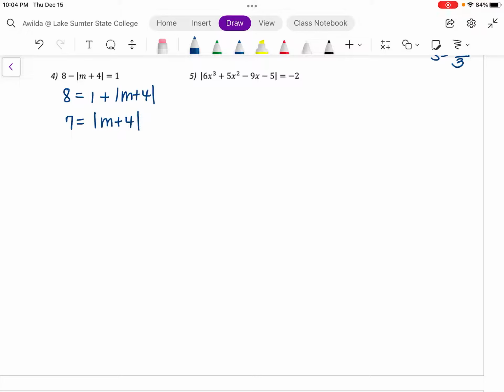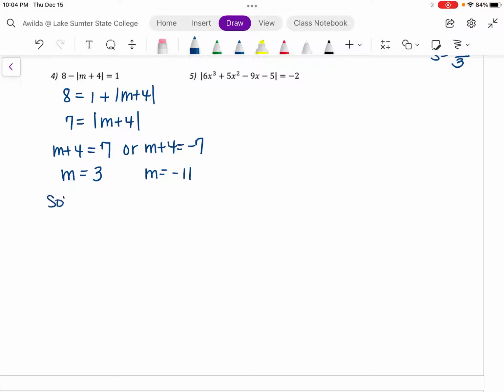Now that we have the absolute value expression isolated, we can make our distance interpretation. M plus 4 is a number that is 7 units away from 0, either 7 units to the right of 0 at 7, or it's 7 units to the left of 0 at -7. The first equation gives us that m is equal to 3 when we subtract 4 from both sides. The second equation gives us that m is equal to -11 when we subtract 4 from both sides.